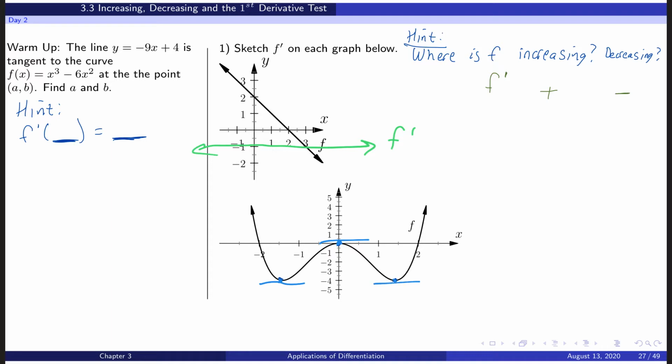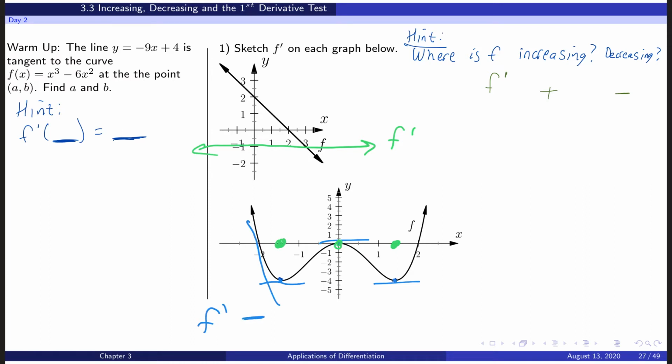So when I go to plot the derivative, I know that there's going to be intercepts at this point. Here, let's change colors. We'll put the derivative in green. 0, 0, and 0. So I already have 3 intercepts for the derivative. Now, what's happening left of this first point? These slopes are negative, so I know that f prime is going to be negative.